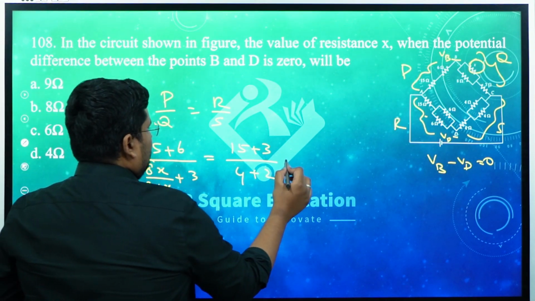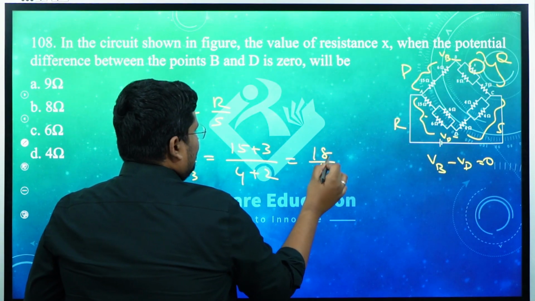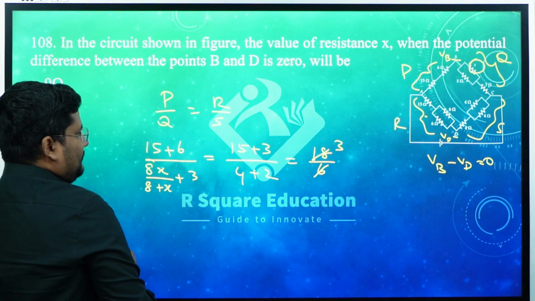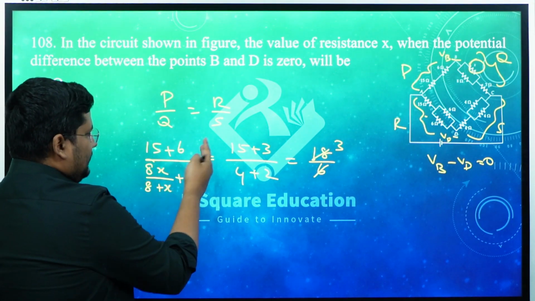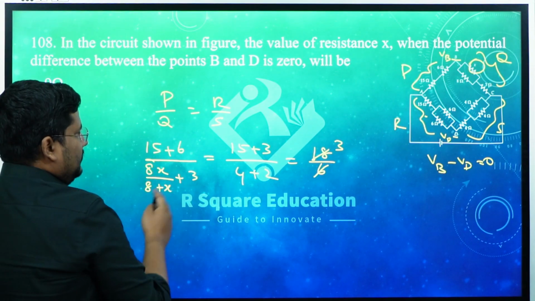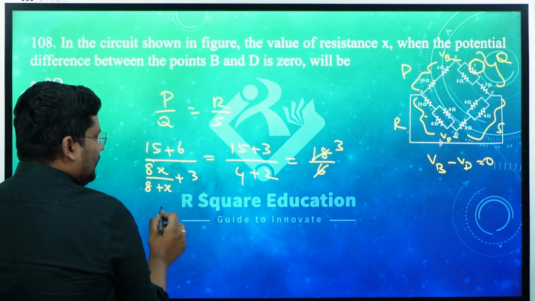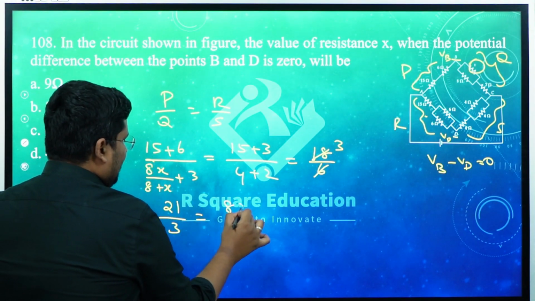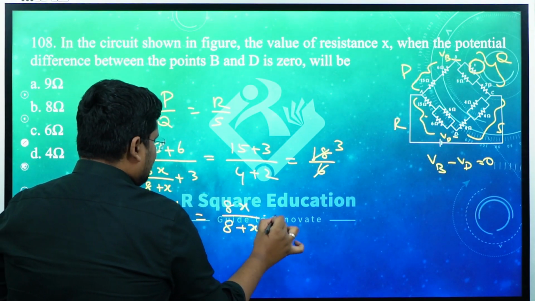So very simple now. So how much will it come? 18 by 6, so 3. Correct? Either you can cross multiply it or you can again simplify this and do it. So I'll just cross multiply it so that it will be easy for me. Okay, so what can we do then? 15 plus 6 is 21, so 21 divided by 3 is equal to 8x by 8 plus x plus 3.